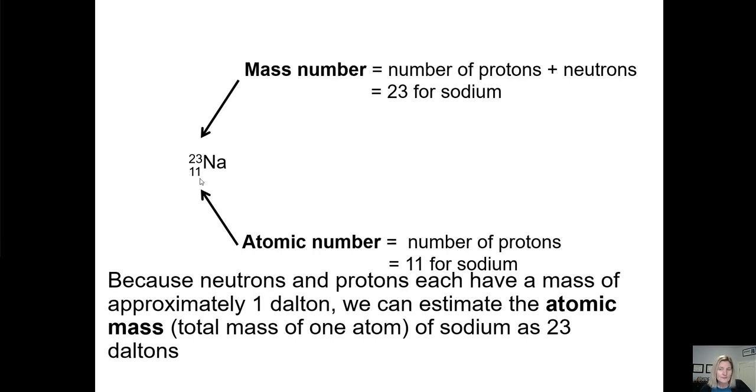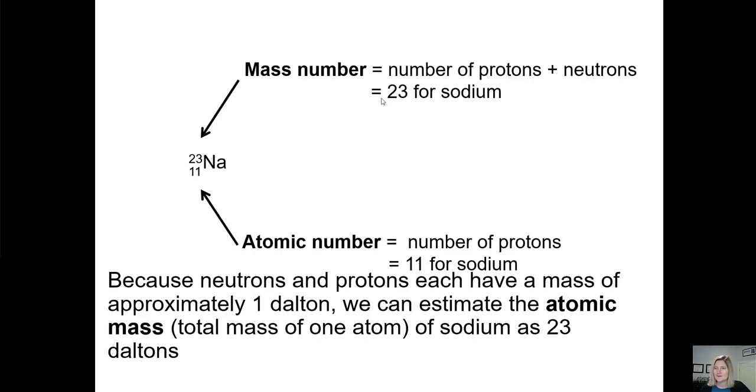And then the smaller number is the atomic number. So the atomic number is the number of protons found in that element. So all sodium atoms all have 11 protons. You'll never find a sodium atom that has 12 protons because it's not a sodium atom anymore. Okay, that would be a different element. So our atomic number is the number of protons. And for sodium, it's always going to be 11. The mass number might change because we might have different numbers of neutrons, but for sodium, it's always going to have 11 protons, so its atomic number is always going to be 11.